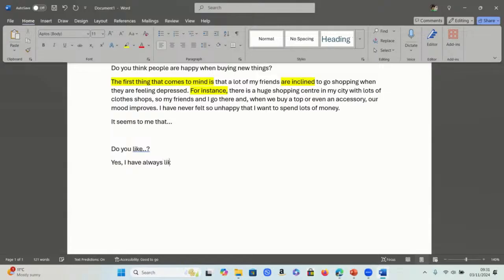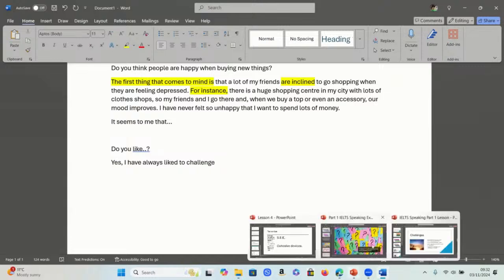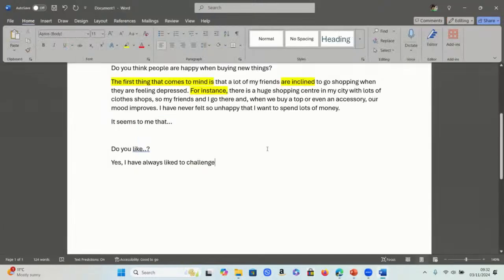So we'll say the simple ones first. To challenge. I've forgotten the question. Was it challenge yourself? Do you like to challenge yourself? Yes, I've always liked to challenge myself because. There you go. So even in a do you like question, you can bring in the present perfect. Like I said at the beginning, you're looking for these opportunities. Now, you could say other things.